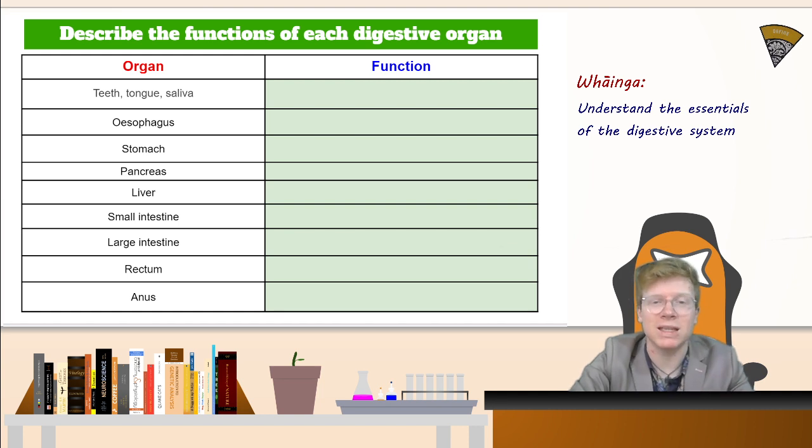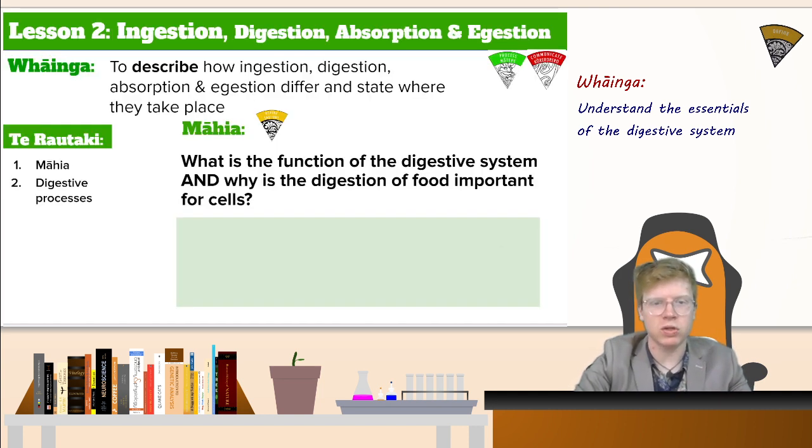We're moving on to lesson 2. Lesson 2 is about describing ingestion, digestion, absorption, and egestion. Before we dive into that, I want you to have a go at describing the function of the digestive system and why it's important for cells. Why is it important for cells of the body that we digest our food? I'll give you the answer in 3, 2, 1.